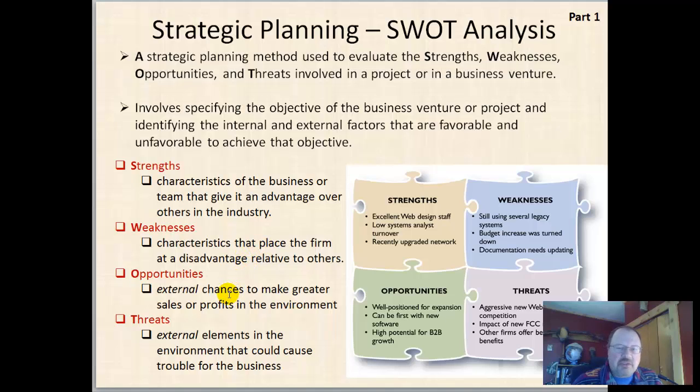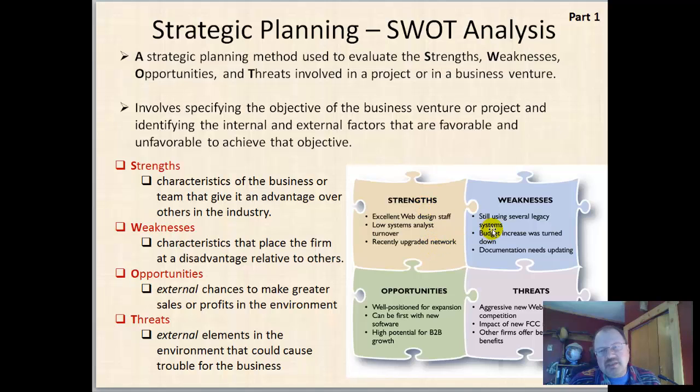Opportunities are external chances to make greater sales or profits in the environment. Okay, so I was thinking about customer service and customer satisfaction, but I think greater sales really, greater customer satisfaction typically results in more sales or profits. Threats are external elements in an environment that could cause trouble for the business.